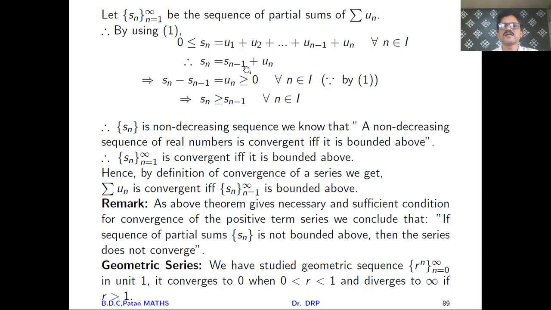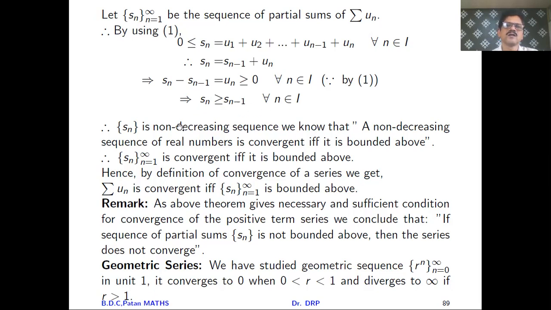is equal to the sum of these n minus 1 terms, Sn minus 1, plus un. Then shift Sn minus 1 to the left hand side, so it takes the form Sn minus Sn minus 1 is equal to un. But un is greater than or equal to 0 for all n belongs to I. So this implies Sn is greater than or equal to Sn minus 1 for all n belongs to I.